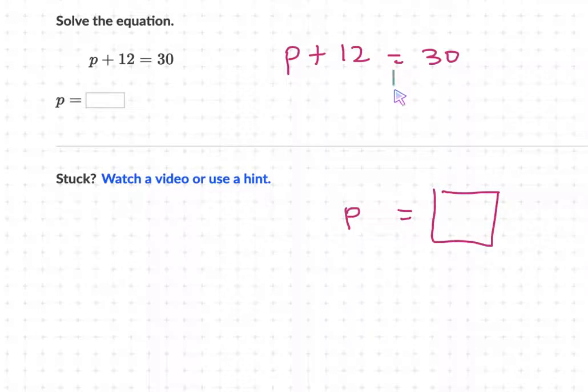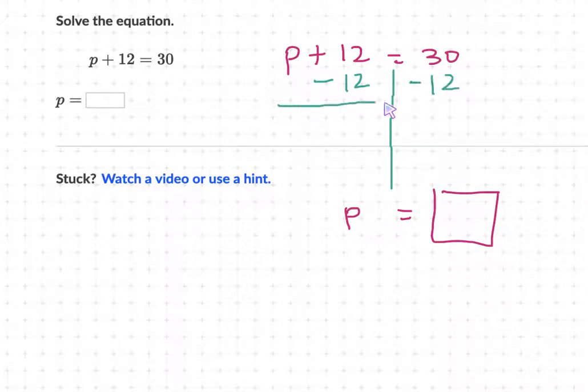So what I like to do is I'll draw myself a fence separating my left and my right hand side. If I want to get P by itself, that means I need to get rid of this plus 12. So it's like I'm getting rid of 12 marbles on the left hand side. If I do that, I gotta make sure I get rid of 12 marbles on the right hand side as well to keep it balanced, because remember, there's that equal sign. So I want to create a true statement. Minus 12 is equal to minus 12.